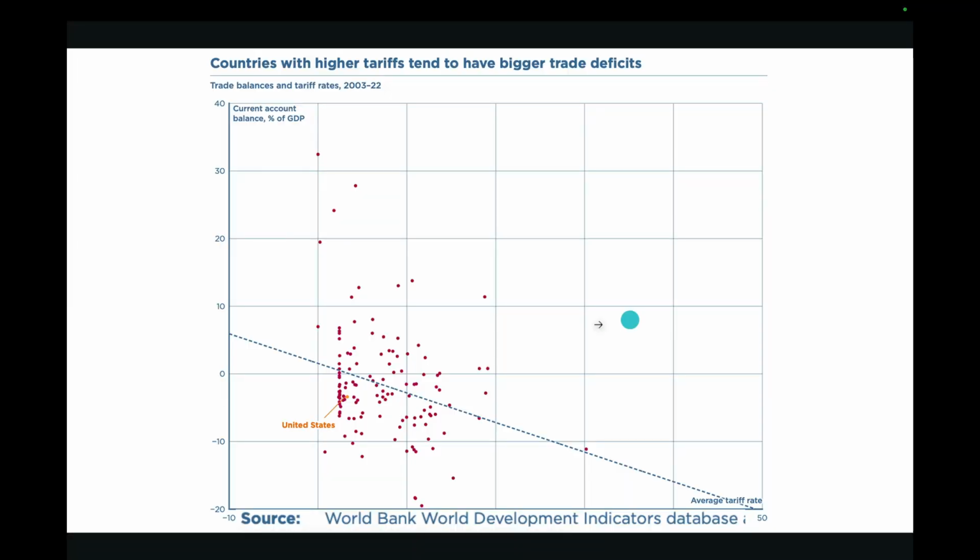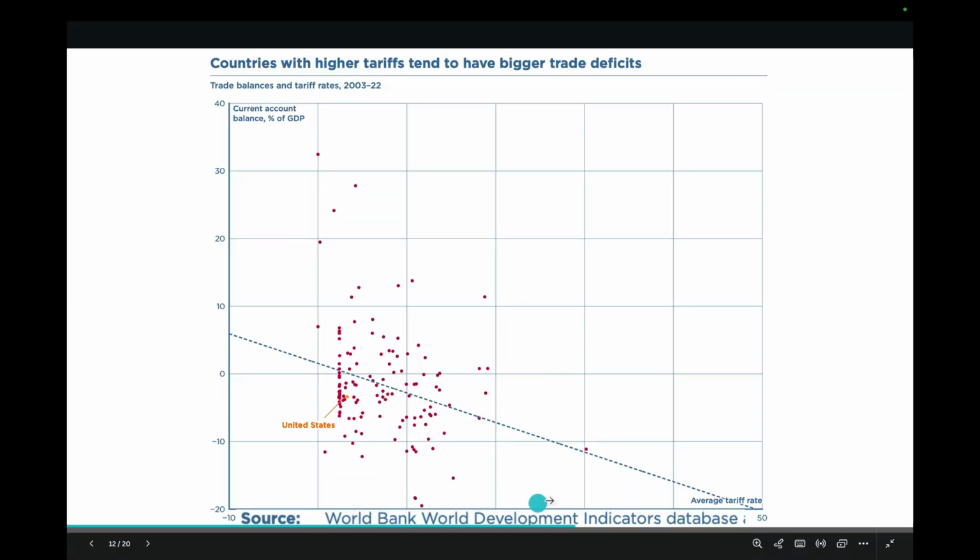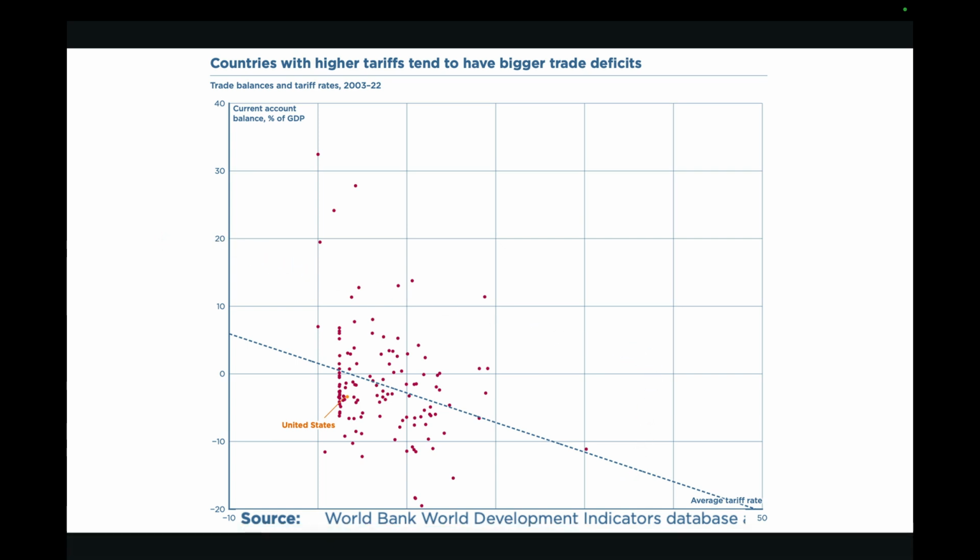First, he wants to use it as a tool to get other countries to do what he wants them to do. Secondly, he thinks of it as a tool to raise lots of revenue. And thirdly, he thinks of it as a tool to promote domestic companies. In this chart right here, the source is from the World Bank World Development Indicators database. We can see that countries with higher tariffs tend to have bigger trade deficits.